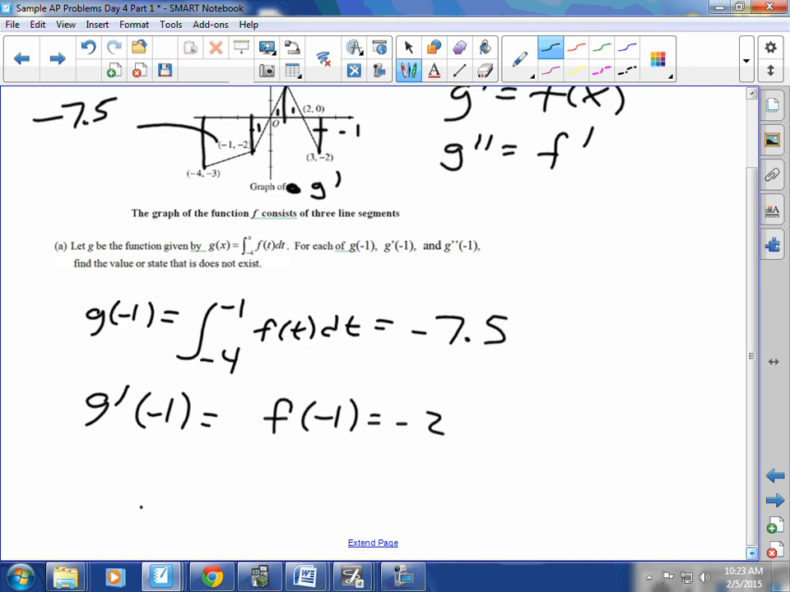And then here's the really good one. Find g double prime of -1. That fails to exist, doesn't it?